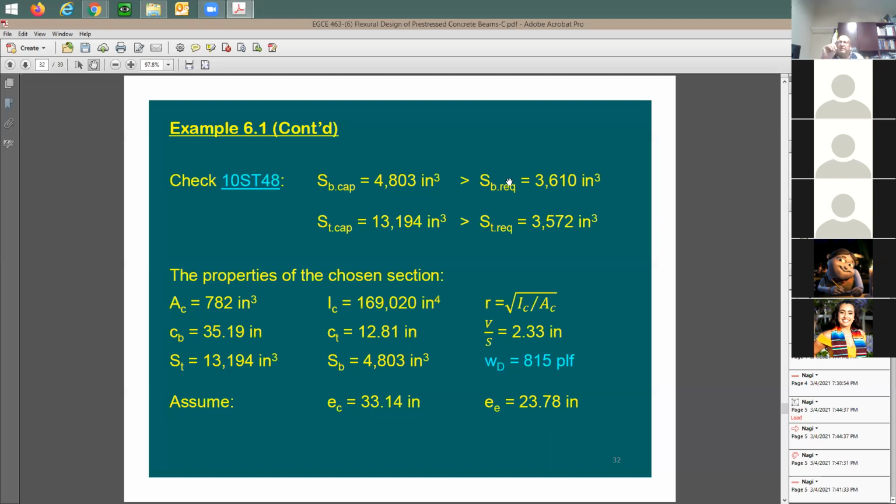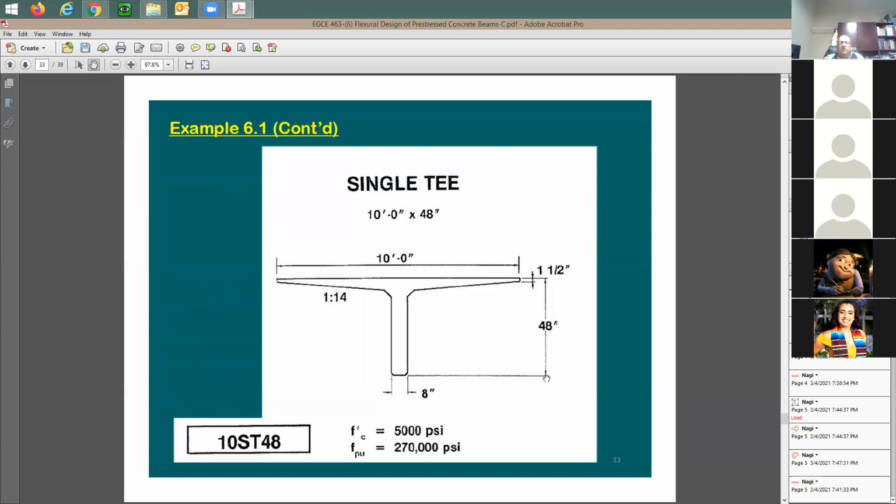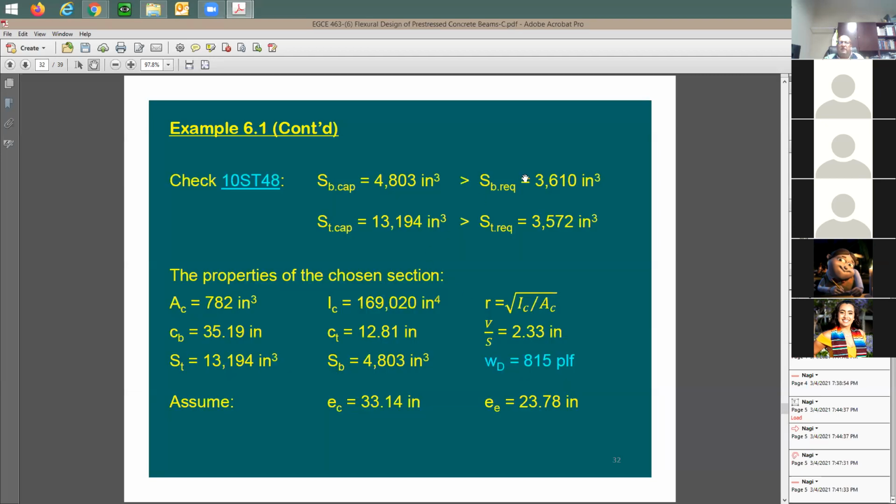The other factor is going to be number of strands. How many strands do I need to put there? Because I can bring you another section, a shallower section, let's say 36 inch or 24 inch, and it's going to be satisfying these two requirements, S top and S bottom. But the bad thing is going to be number of strands. You're not going to like it. You're going to say, this is not good.